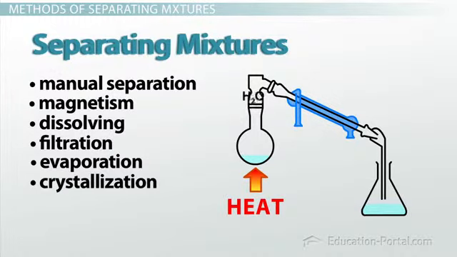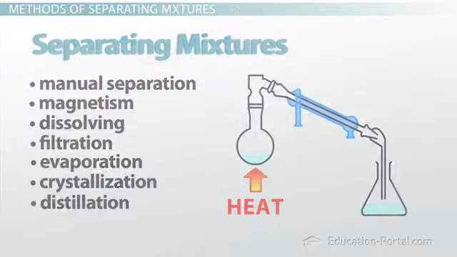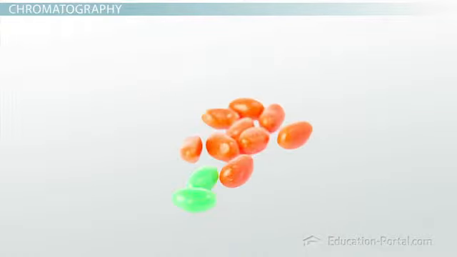By heating the water to its boiling point, you're allowing it to change from a liquid to a gas, eventually leaving all of the salt behind. This process is known as distillation, and it's used in the purification of all kinds of things, from water to crude oil. For our last example, we're going to go back to the jelly beans.